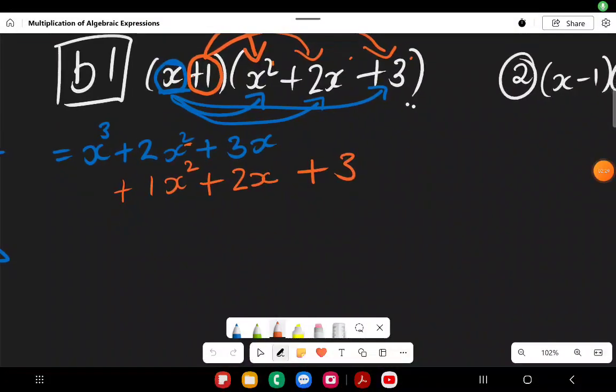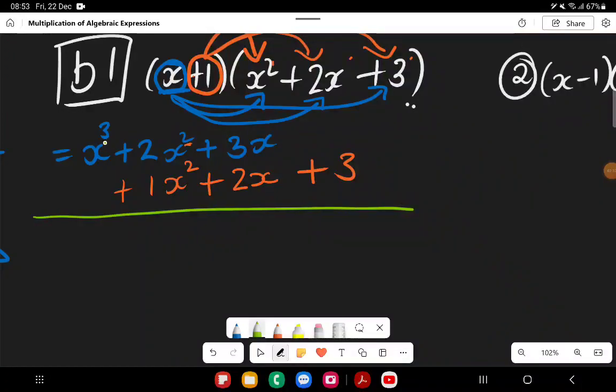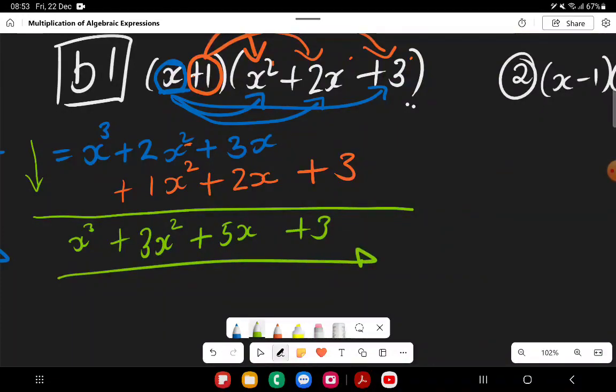So now at this point, I need to add like terms. So I'm going to put an equal sign there, and I'm going to add going down. X cubed, it's on its own. Plus 1 and 2 is 3x squared. Plus 3 and 2 is 5x plus 3, and that is your final answer.